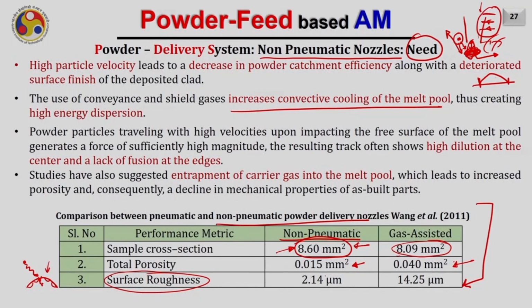In the case of the non-pneumatic system, the surface roughness of the deposited track was around 2.14 micron, while in the case of the gas assisted system it was 14.25 microns. So a significant improvement was found on the surface finish side if we use a non-pneumatic system.